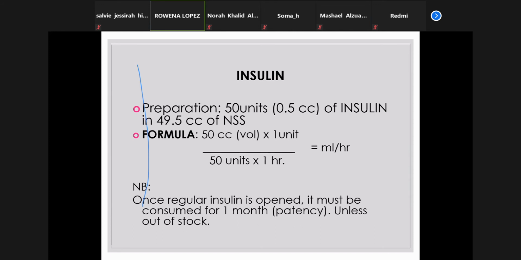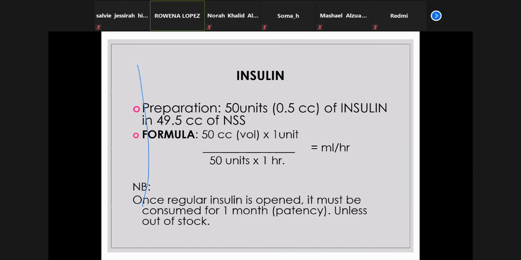So for example, the desired is only 1 unit, multiplied by the total volume of 50 and then divided by the stock, which is 50 units, and the time, okay? So it will give you the ml per hour.